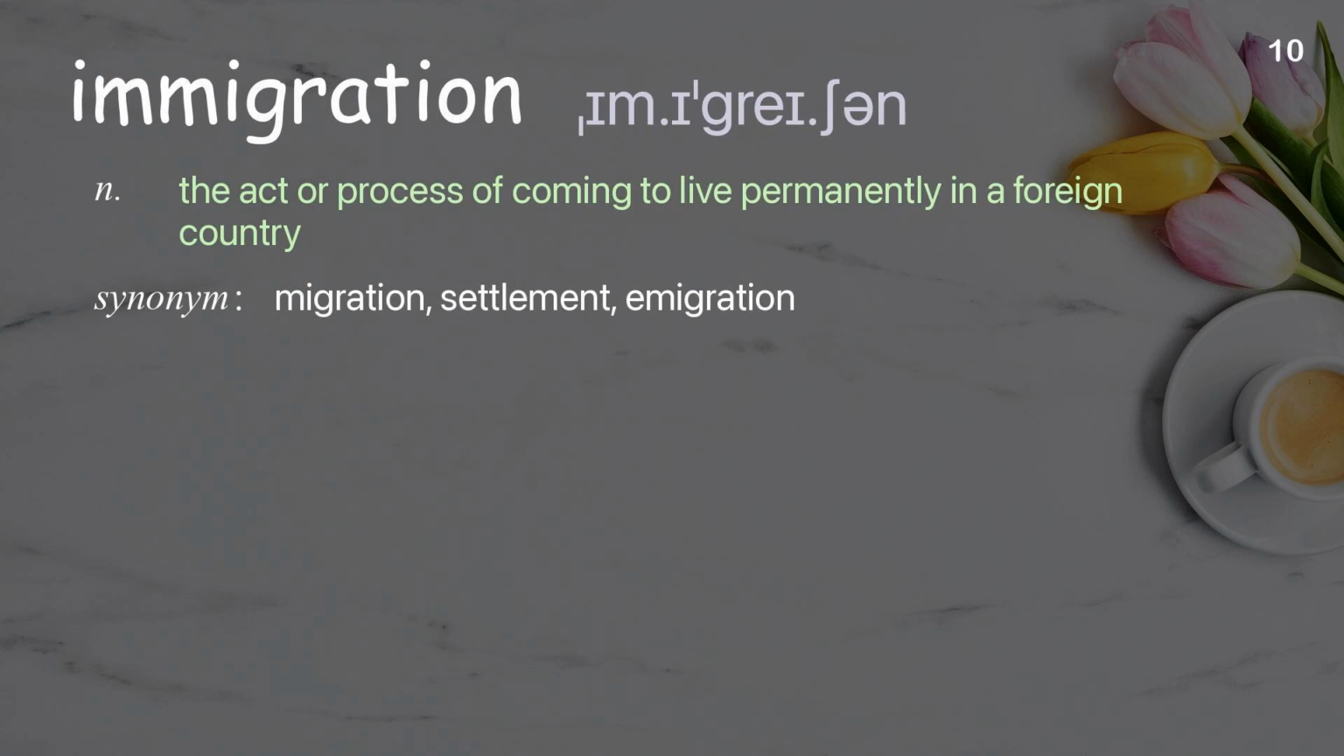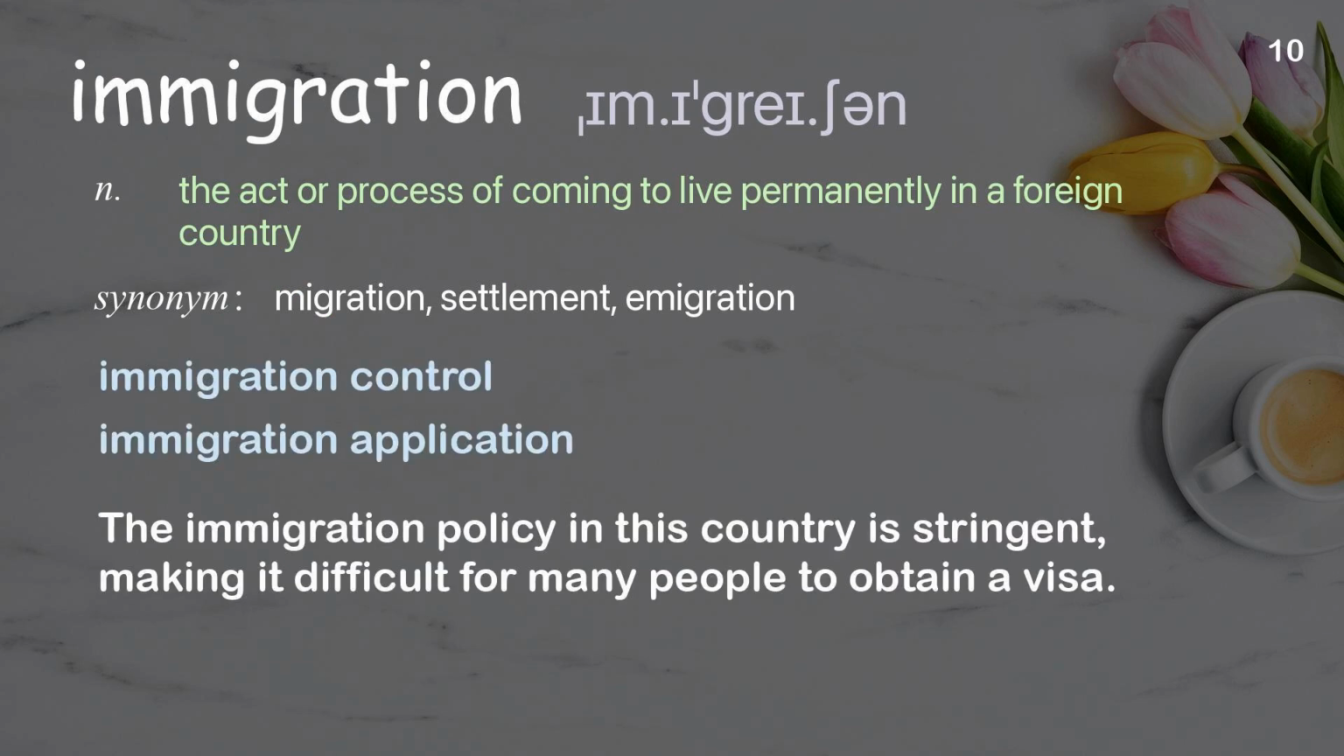Immigration. The act or process of coming to live permanently in a foreign country. Immigration control. Immigration application. The immigration policy in this country is stringent, making it difficult for many people to obtain a visa.